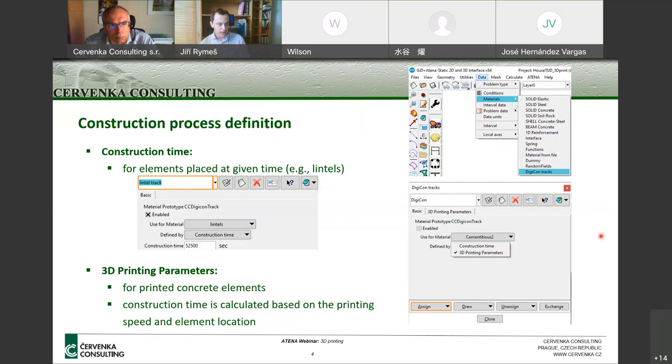They are not 3D printed; they will be placed there by some crane or manually. So you directly set this time. Or this can be used for some reinforcement, etc. If you decide to use the 3D print, for the printing process, you will probably tend to use the 3D printing parameters.